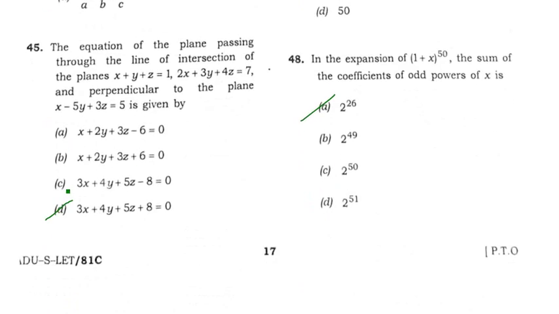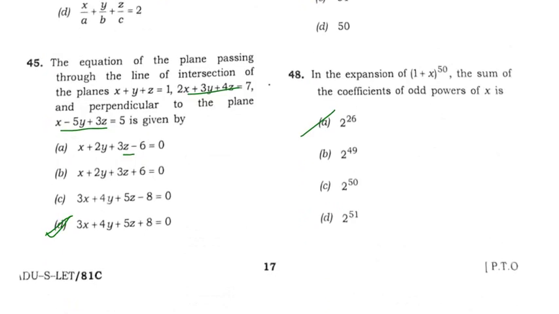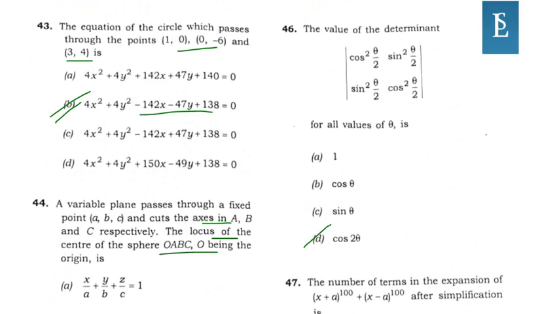The equation of the plane passing through the line of intersection of the planes x plus y plus z equal to 1, 2x plus 3y plus 4z equal to 7 and perpendicular to the plane x minus 5y plus 3z equal to 5 is given by, so the right answer will be 3x plus 4y plus 5z plus 8 equal to 0.